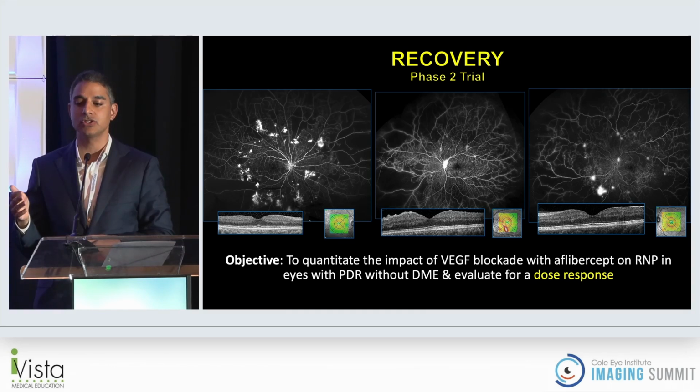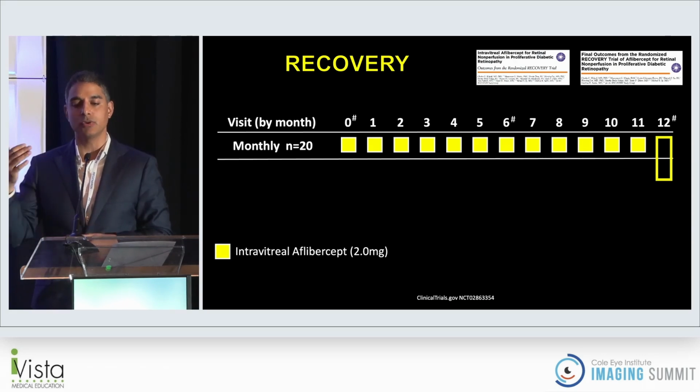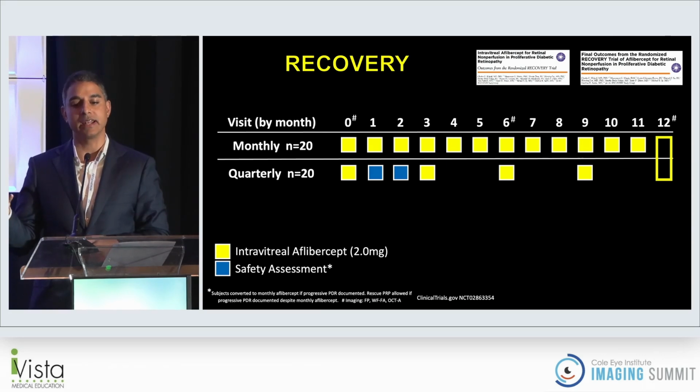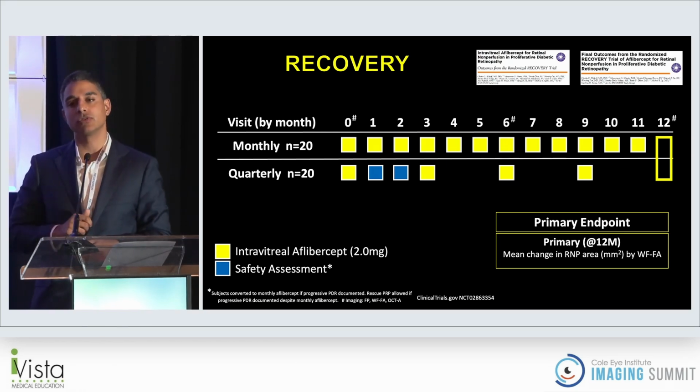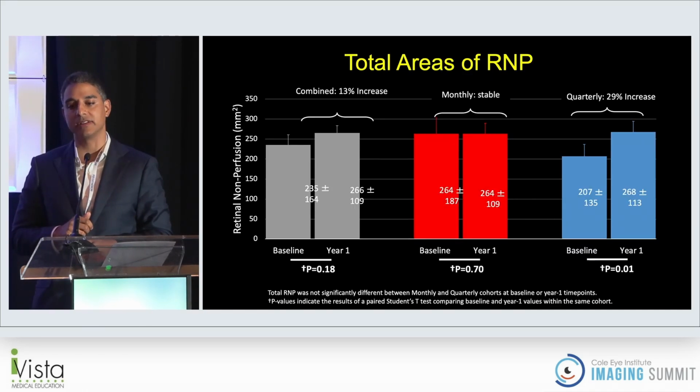So these are patients who are getting aflibercept and then evaluating retinal non-perfusion by ultra-wide field FA. And there were 2 arms in this study, those who were getting monthly injections versus those who are getting quarterly injections. And I think the findings are pretty fascinating. The primary endpoint is mean change in retinal non-perfusion based on ultra-wide field FA.